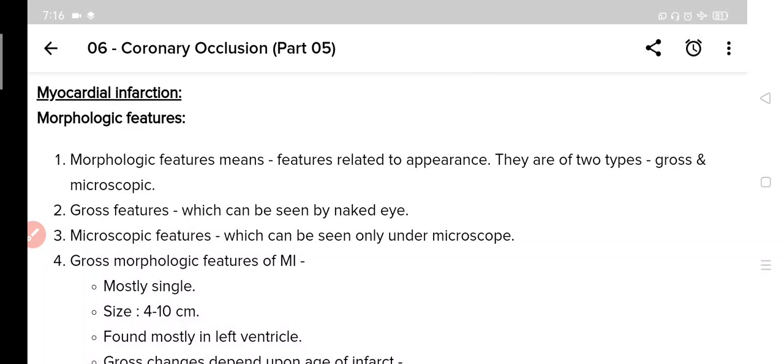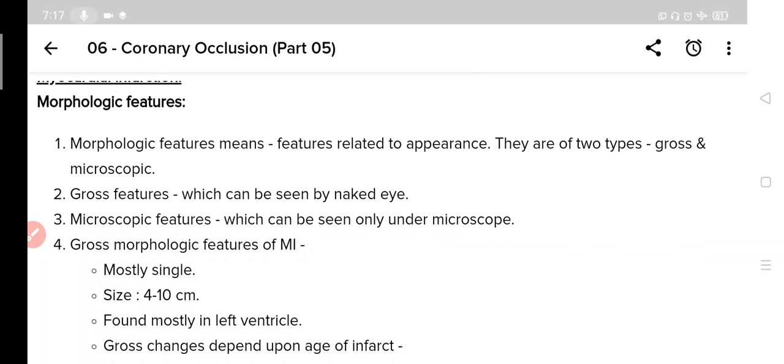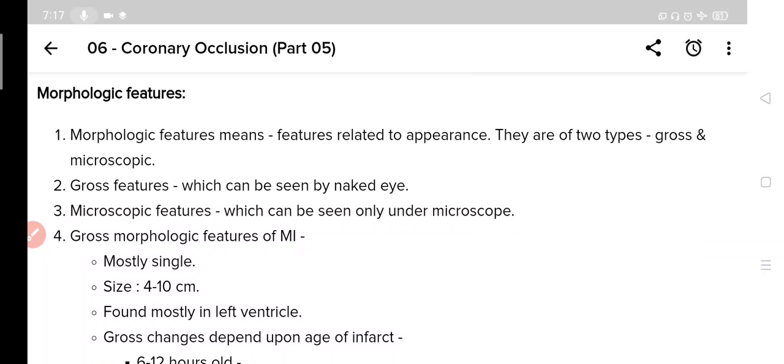Hello friends, welcome to the final lecture in our series on coronary occlusion, where we were studying the effects of myocardial ischemia. We have already studied angina pectoris. Now we have started myocardial infarction, and in this lecture we will look at the morphological features of myocardial infarction. So first of all, what are morphologic features?